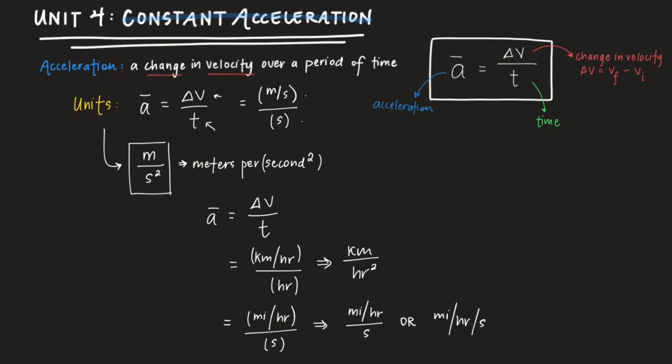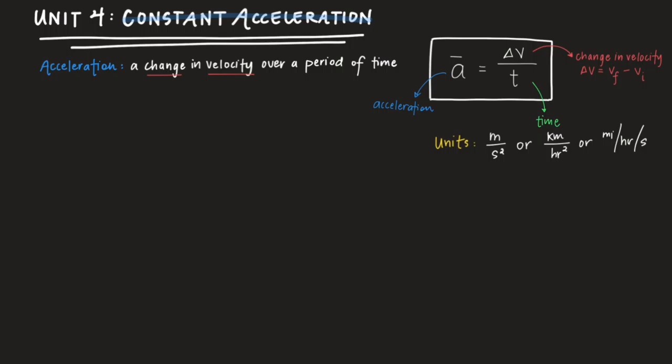Usually, though, we stick with our meters per second squared, because that's a really nice unit for us, rather than dealing with miles per hour per second or miles per second per hour or anything like that. But the most important thing to remember is just that it's a distance unit divided by a time unit squared. Okay, so meters per second squared. But we have all those options for our units.